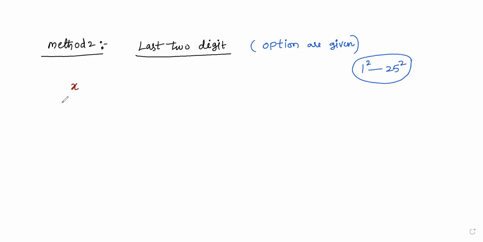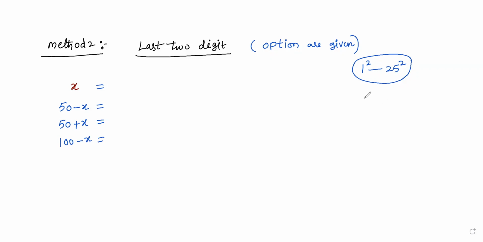After that, this x value we are subtracting from 50, and this x value we are adding to 50, and this x value we are subtracting from 100. So these are the only 4 possibilities that will come as the last two digits of the answer.